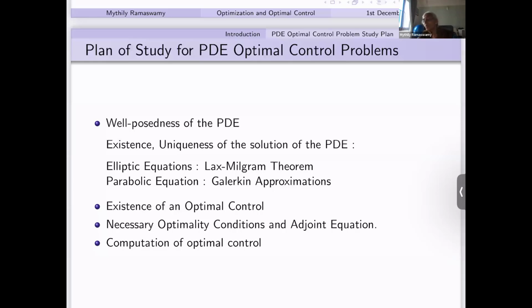Then we have to worry about existence of an optimal control, which usually works under convexity assumptions and inversion of A. If our operator A is invertible, then we may be able to prove the existence. And then I have to worry about necessary or sufficient optimality conditions and the adjoint equation. We have to define the adjoint vector suitably. And finally, how to compute the optimal control.